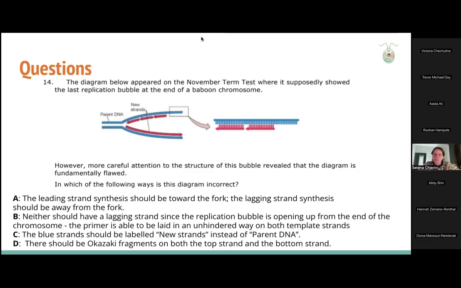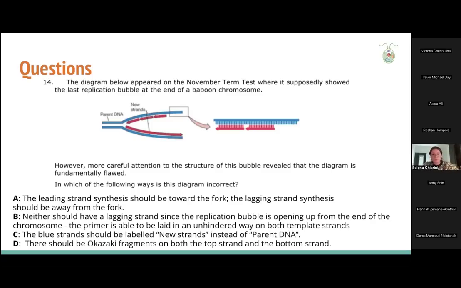B says neither should have a lagging strand since the replication bubble is opening up from the end of the chromosome. The primer is able to be laid in an unhindered way. Now, this seems like a really enticing answer, but please remember the fact that you are still needing to abide by the 5' to 3' synthesis rule. Those strands are anti-parallel. They're oriented in such a way where the primers are still dependent on being placed in a certain region such that DNA polymerase can synthesize in the 5' to 3' direction.